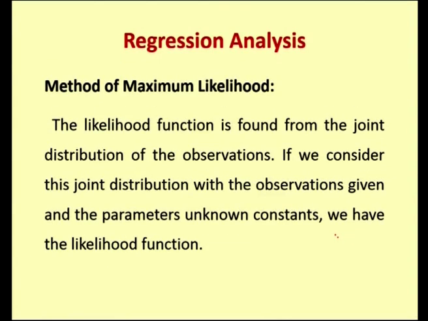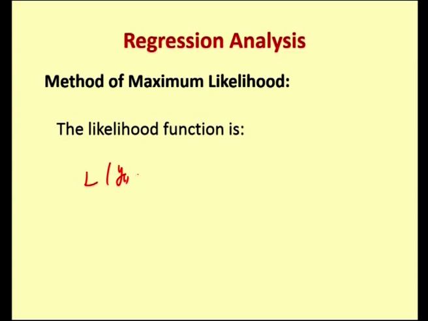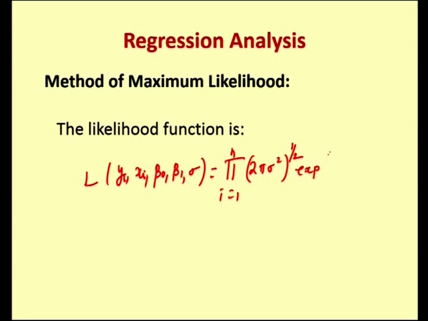The likelihood function is found from the joint distribution of the observations. If we consider this joint distribution with the observations given and the parameters unknown constants, that is here beta naught and beta 1, we have the likelihood function as L of yi, xi when the parameters beta naught, beta 1 and sigma, this is equal to product over i is equal to 1 to n of 2 pi sigma squared to the power minus half and e to the power minus 1 by 2 sigma squared into yi minus beta naught minus beta 1 xi the whole squared. So, mean here is beta naught plus beta 1 xi and variance is sigma squared.